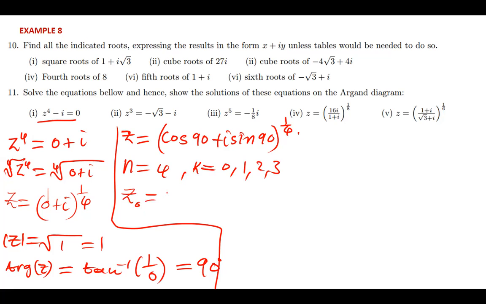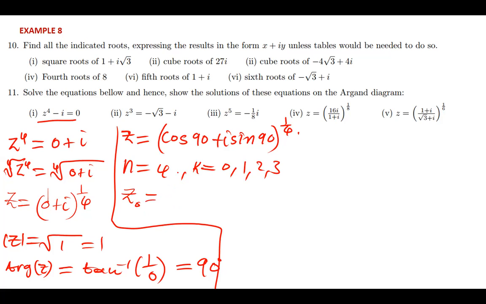So z0 will simply be 90 divided by 4. 90 divided by 4 gives us 22.5.